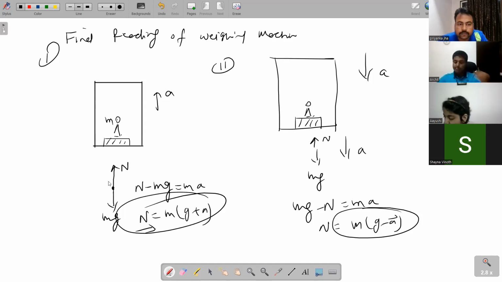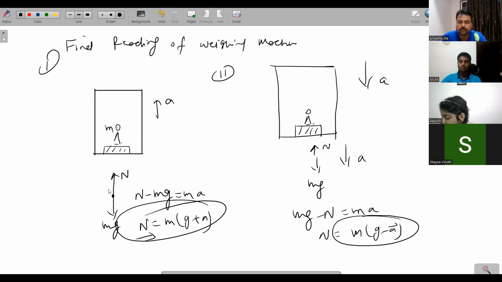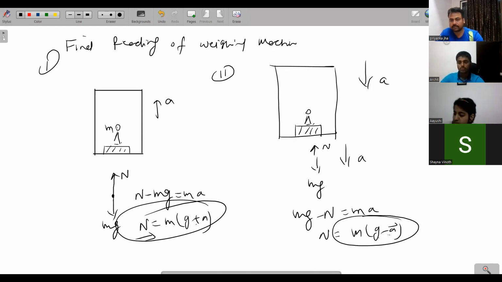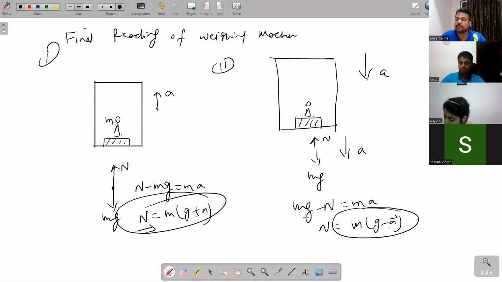In the second case, wouldn't they experience weightlessness? So the reading will be 0. Yeah, same thing: g minus a. This is less, and g plus a is more. So weight loss here. All will be in kgf. So this is the normal force, and you just have to divide by g.